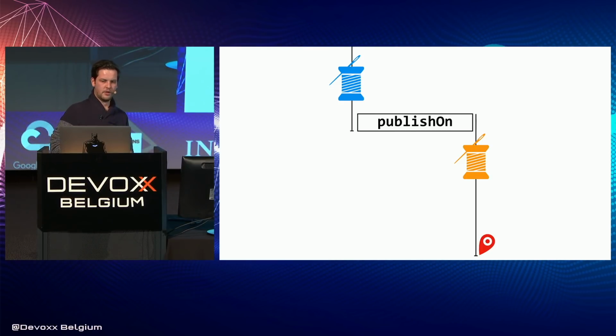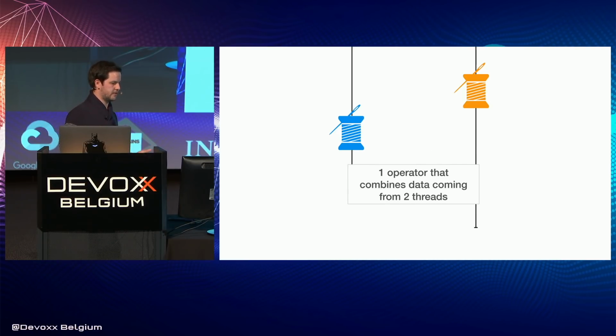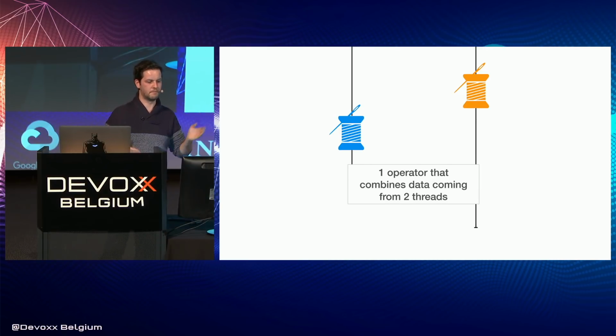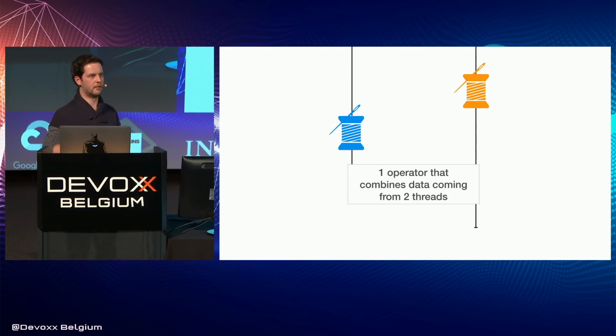So what's work stealing? In some cases in Reactor, we have operators that can combine data from several Fluxes or Monos, several sources. And these sequences could also be executed in separate threads. So let's say we are joining two streams, and one is executing transformations on thread 1, the blue one. The other is performing other transformations on the orange one.